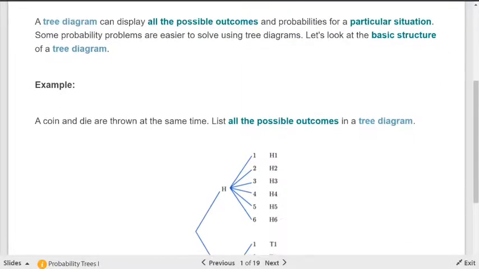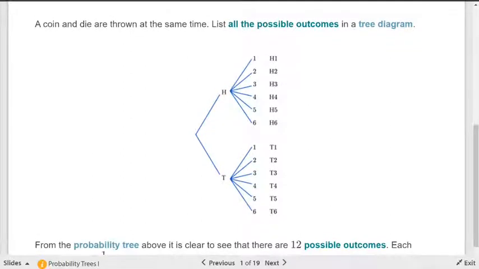So, here's an example of a tree diagram that lists every possible outcome. All right? And what we're doing here is measuring what happens when you toss a coin and throw a die. Now, at the same time doesn't mean your coin and your die are going to get stuck together, right? That just means you're going to get two different things happening. You're going to get a coin and you're going to get a die. It doesn't matter if it says at the same time. It could be one after another. You're still going to have the same result.